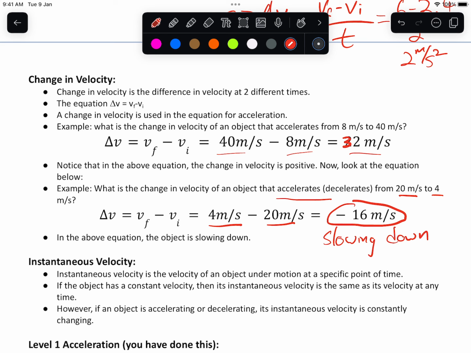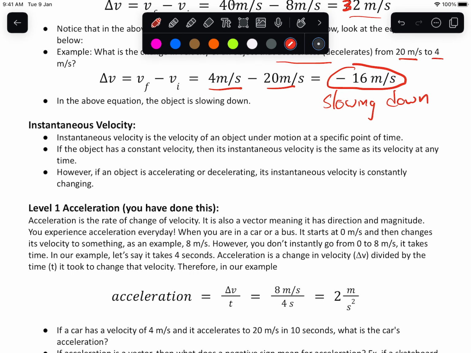Now that also depends on the direction of the car, but you won't get into that until AP Physics. Instantaneous velocity is just how fast you're going at an instant, right? If you're driving in a car, it's what the speedometer says. The speedometer tells you your instantaneous velocity.